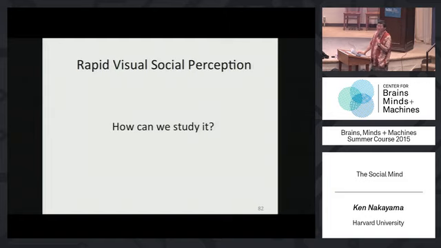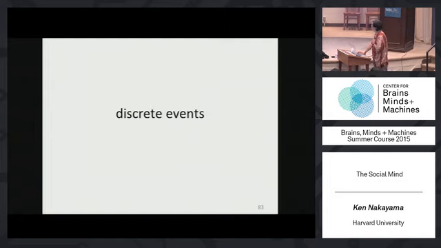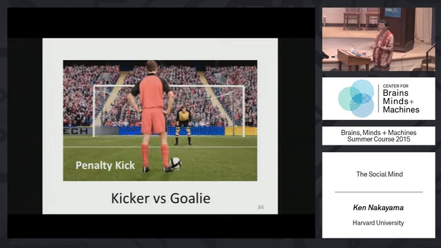So how can we study rapid social perception? I'm okay with showing movies and things like that, but we've put it into the laboratory in a more discrete fashion just because we can study it easily. One of them, since most of you watched the World Cup, is the penalty kick. It doesn't happen all the time, but every once in a while it happens, and that's a really dramatic moment, and of course as the goalie you have to predict which way the kicker is going to go ahead of time. So we set up something parallel to it.